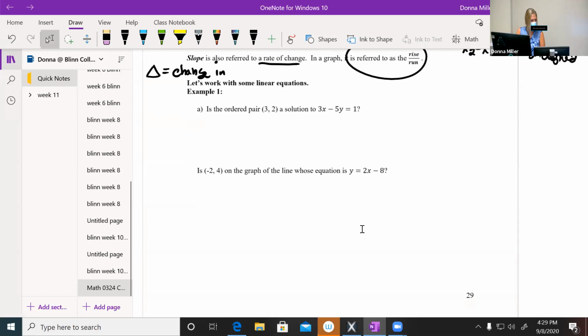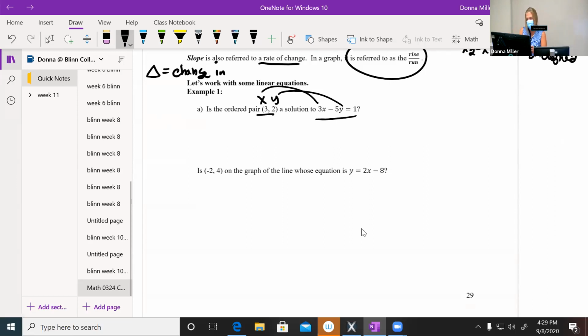Okay. So here's the deal. They're asking you, is this point on this line? That's really what they're asking you. If it's on the line, if you plug in, so this is x and this is y, you're going to plug those in for x and y. And if they equal 1, then it's on the line. If it's not, it's not.